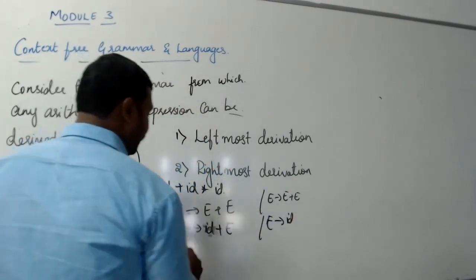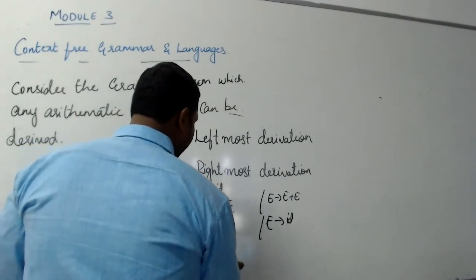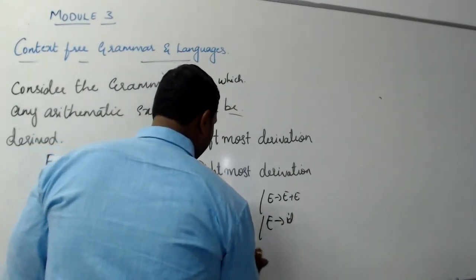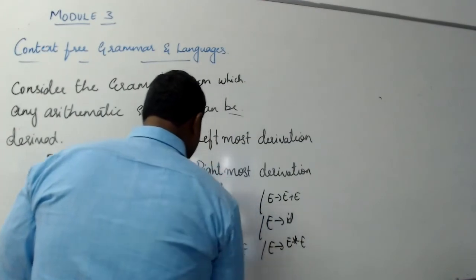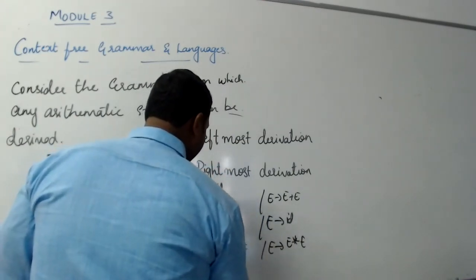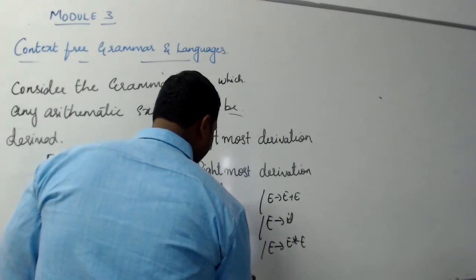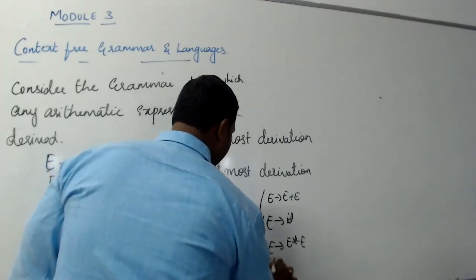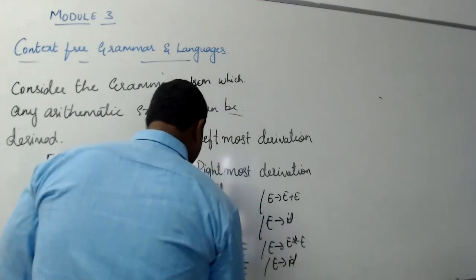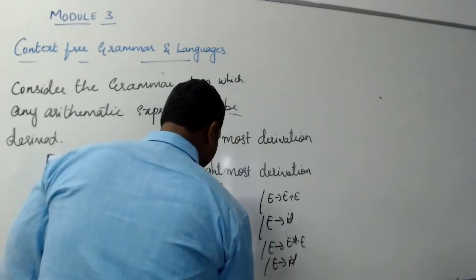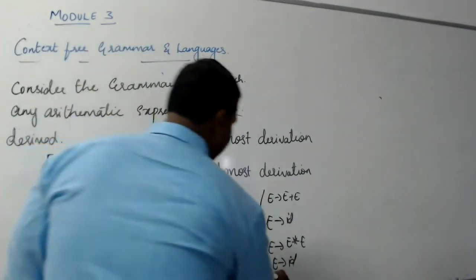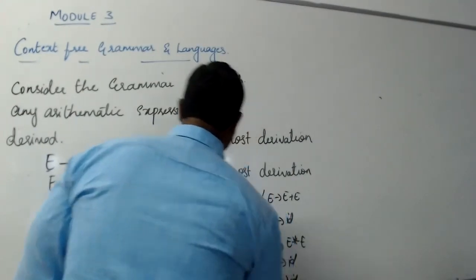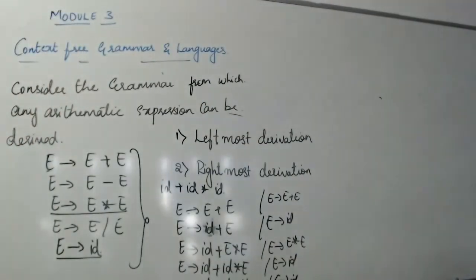And before writing this E, we have to extend it: id plus E star E. So that is E tends to E star E totally, and E tends to id plus, this E is replaced by id star E, that is E tends to id, and again E tends to id plus id star id. Again here this is replaced with E tends to id. This is your leftmost derivation, right?